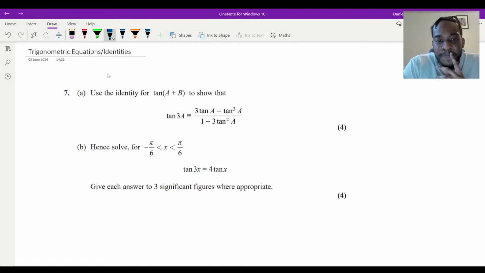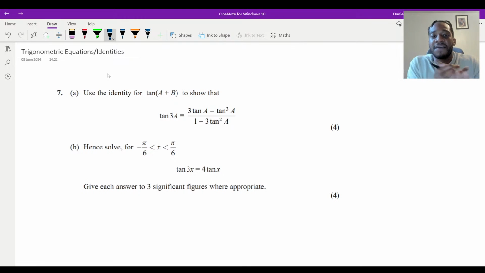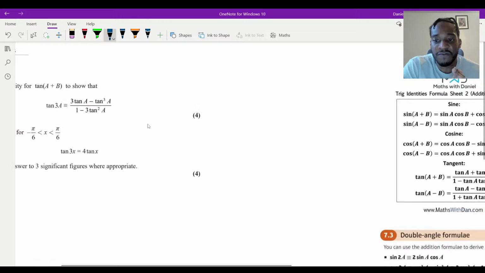So we've got this one here. It says use the identity for tan A plus B to show that tan 3A is identical to 3 tan A minus tan cubed A, over 1 minus 3 tan squared A, for 4 marks. Now, firstly, it says use the identity for tan A plus B. What you should memorize, and I think it's in the formula sheet, by the way, is the addition formula here.